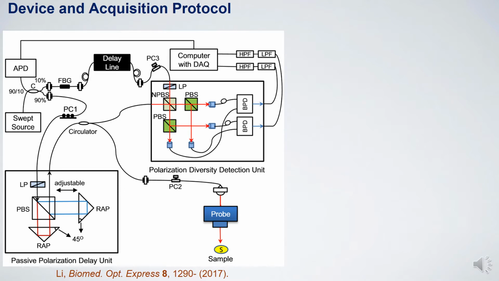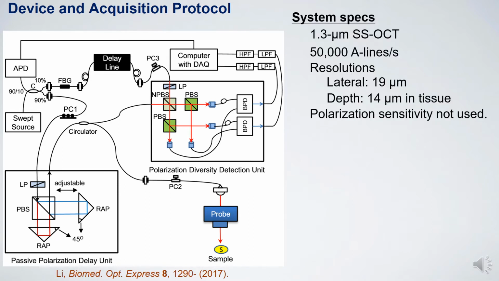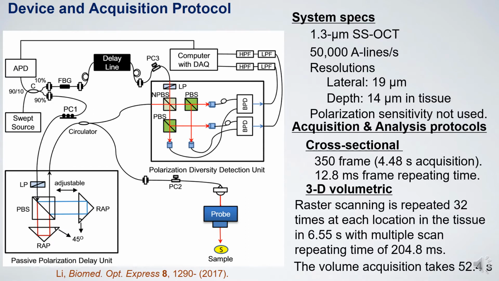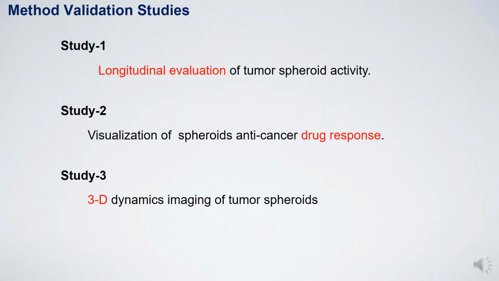In this study, we utilized our previously built 1.3 micrometer swept source OCT system with a 50 kHz acquisition speed and 19 micrometer and 14 micrometer lateral and depth resolution. For the acquisition and analysis, we acquired 350 frames in 4.4 seconds for cross-sectional imaging, while for three-dimensional imaging, we repeated raster scanning 32 times at each location in the tissue in 6.5 seconds. To validate our method, we organized three studies. The first study is a longitudinal evaluation of tumor spheroid activity, the second study is a visualization of a spheroid's anti-cancer drug response, and then we did a three-dimensional dynamics imaging of tumor spheroids.